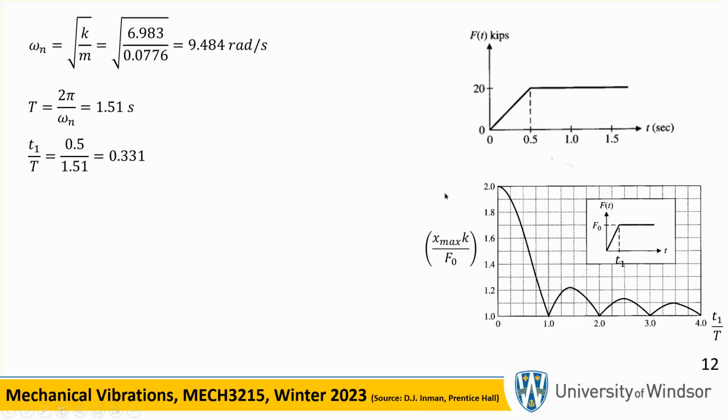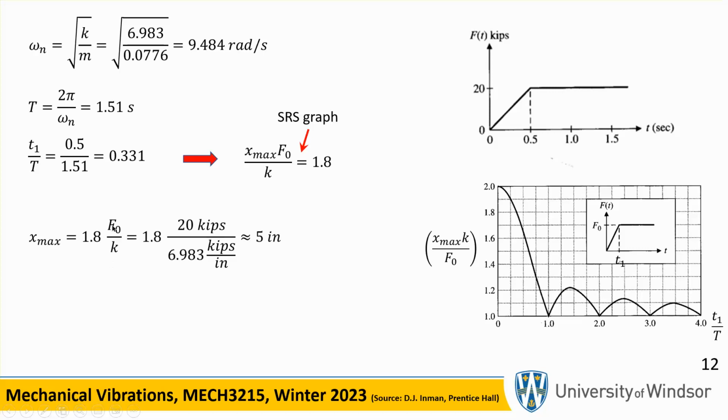So you go to this graph, find out where is 0.331. So this is 1, this is 0.5, 0.331 is somewhere down here, roughly, down there. You look at that table, you get almost 1.8, so something like that. So this ratio is almost 1.8. And just plug in your F naught, plug in your k, and you get approximately 5 inches. That's very useful, okay? Without doing any of the complicated stuff that we have discussed.